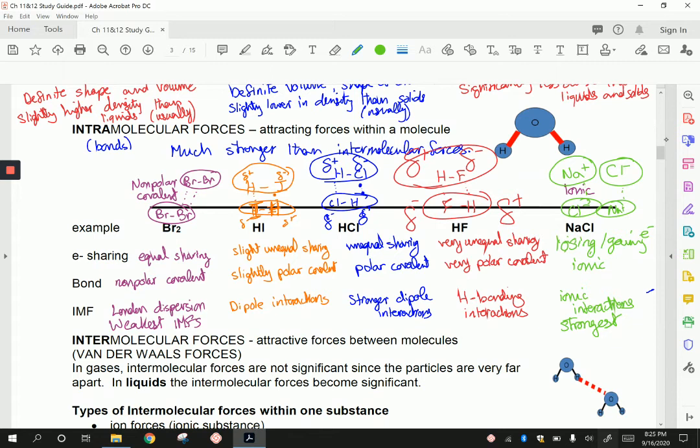Now you have those partial charges there all the time. Now you have partial charges that are even bigger there all the time. Even bigger partial positives and negatives, and then full positives and negatives. And so the Coulombic attractions increase as you go from nonpolar covalent to slightly polar covalent to polar to very polar to ionic. So again, it's a continuum in terms of all these different things.